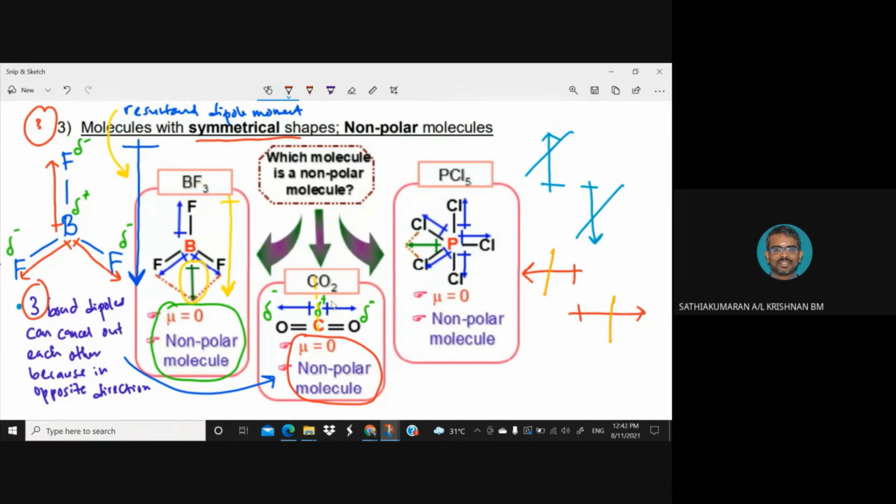Is there a resultant dipole moment? Can I draw a resultant dipole moment? No, cannot, because the tendency to attract the bonding electron pair is equal. You see, left and right are the same.